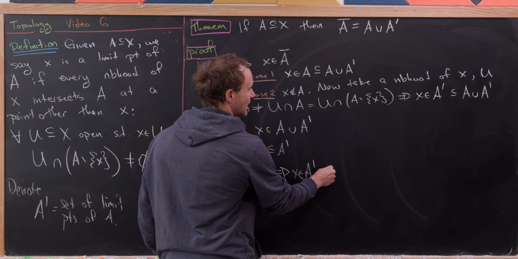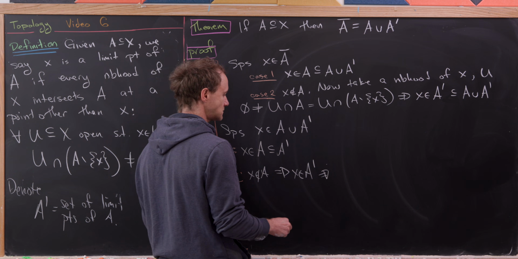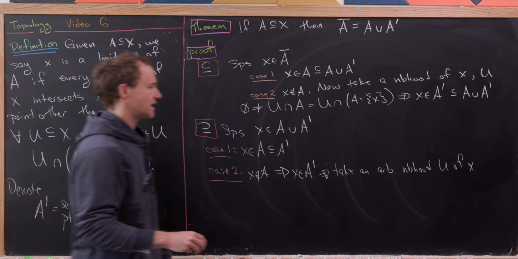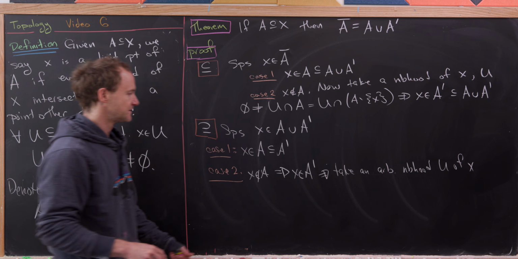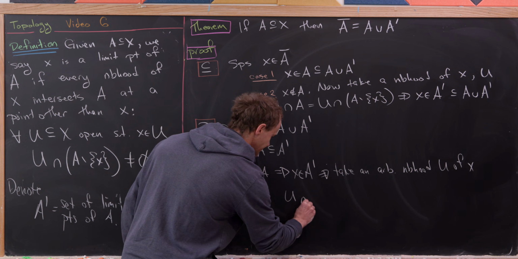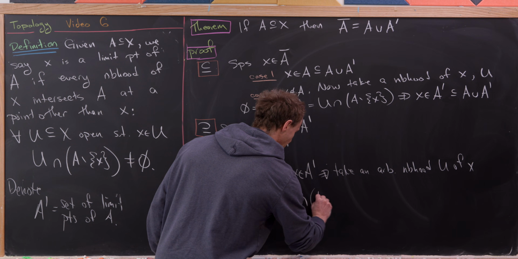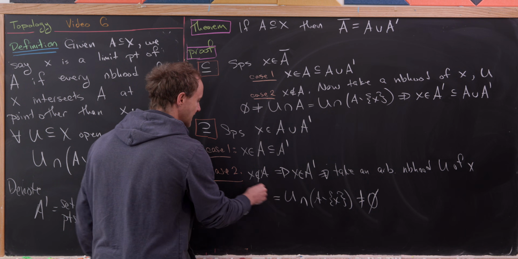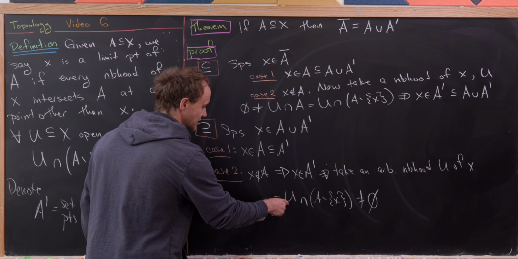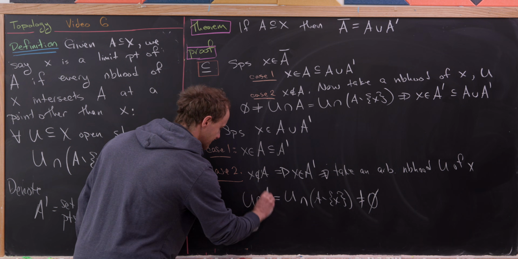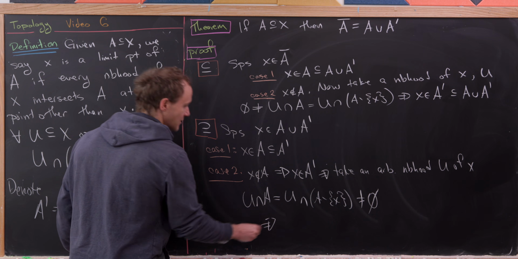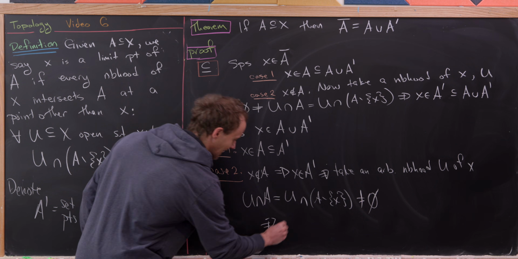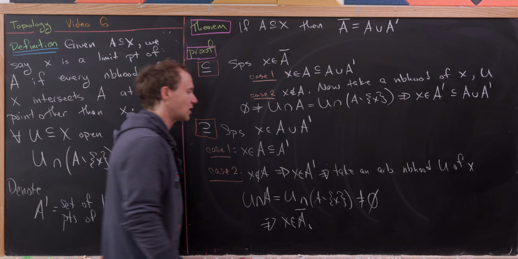Okay, but then we'll take an arbitrary neighborhood U of x, and since x is a limit point, that means we know that U intersected with A minus x is not the empty set. But then, since x is not in A, the intersection of U with this set is the same thing as the intersection of U with A itself. But then, the intersection of U with A being not the empty set is exactly what we need for x to be in the closure of A.